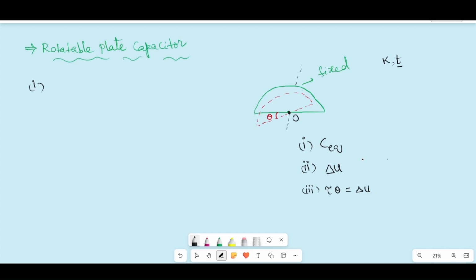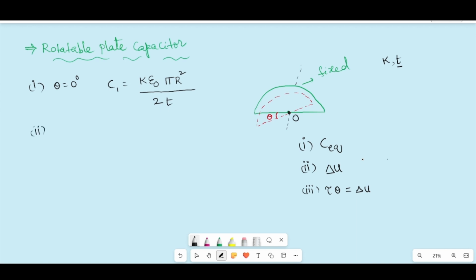Initially the two plates are parallel, that is theta is equal to 0 degrees. Then what is the capacitance? Let us take it as C1, equal to K epsilon naught A by t, because the dielectric constant of the second plate is K. What is A? Area of the plate. It is semicircular, so pi r square by 2, where r is the radius of the plate, and the separation between them is t. So this is the initial capacitance of the given semicircular plate capacitor.